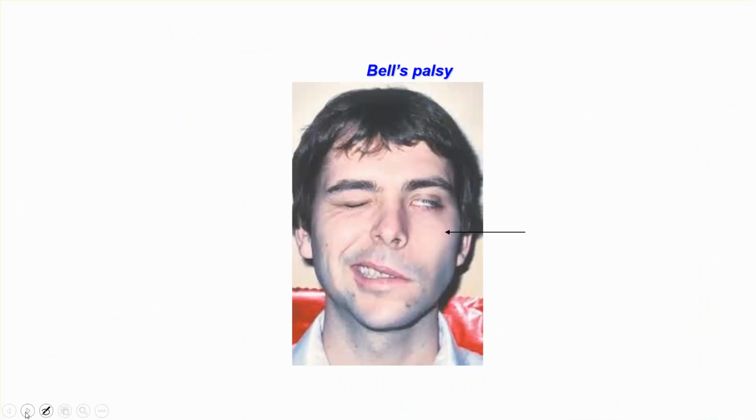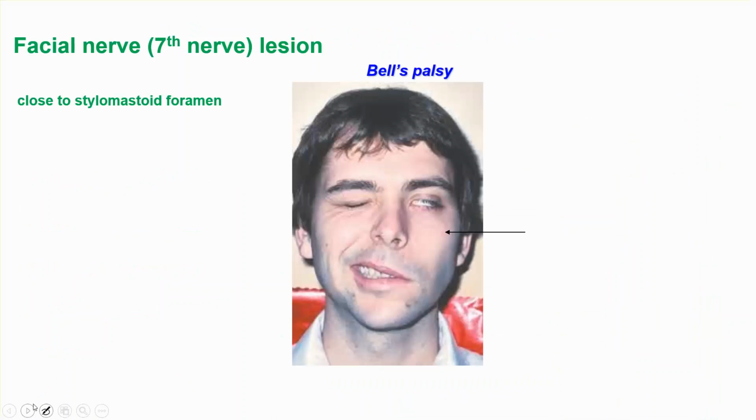now we will see about the facial nerve lesion. Okay, facial nerve lesion, that is the seventh nerve lesion. The location is close to the stylomastoid foramen. This foramen is between the styloid process and the mastoid process. This is the exit of the facial nerve, and once it exits, it gives the five branches which you're very aware of, which are called the temporal, zygomatic, buccal, marginal mandibular, and the cervical branch.